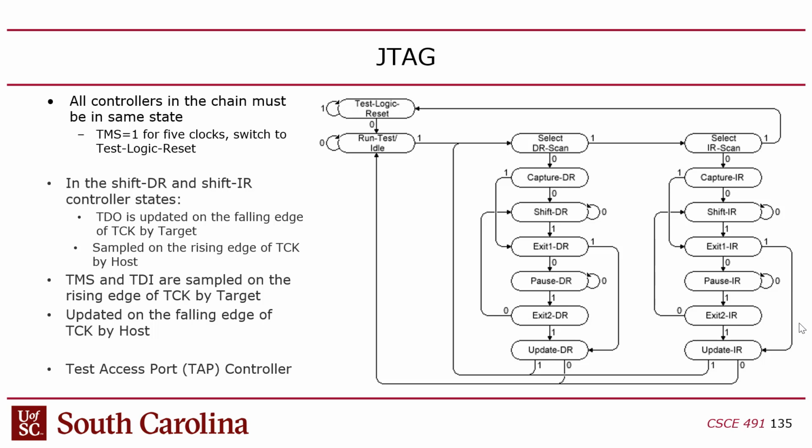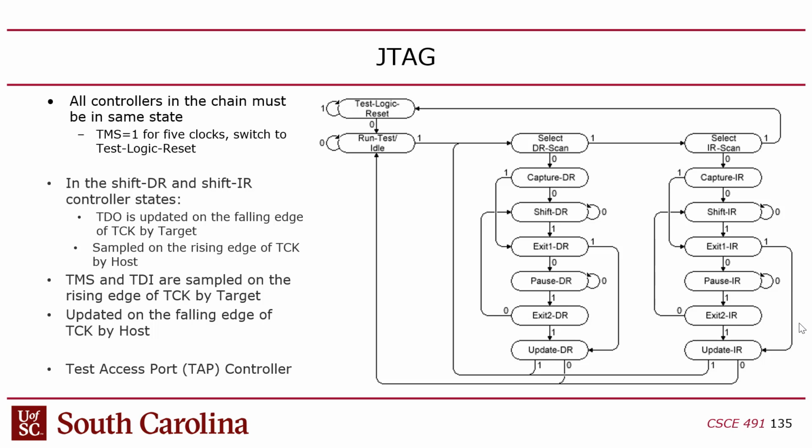The way the state machine is set up is that if I put out 5 consecutive cycles of zeros, it's guaranteed to get back to this reset state. So there's no reset input, but if test mode select is 0 for 5 cycles, no matter what state I happen to be in at that time, it will make its way back to the reset state. I'm sorry, not 0. It's 1. If I put out 5 cycles of 1, it's guaranteed to get back to this test logic reset.